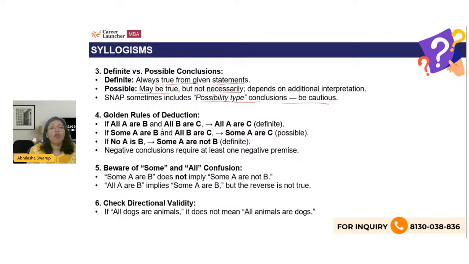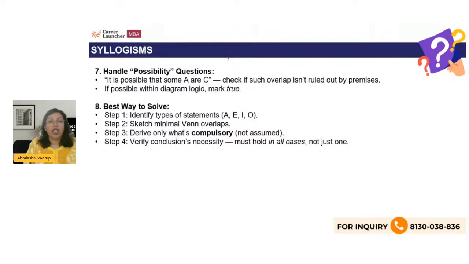Now, if all A are B and all B are C, then all A are C is definite. Some A are B and all B are C, then some A are C is possible, right? If no A is B, then some A are not B is certain, okay? So please be very careful with these questions. Also remember, directional validity is very important here. All dogs are animals does not mean all animals are dogs. So there is nothing like that happening. All right. So remember to check the possible questions. Check if one of the diagrams has an overlap, then mark it. Okay. So let's try doing this.